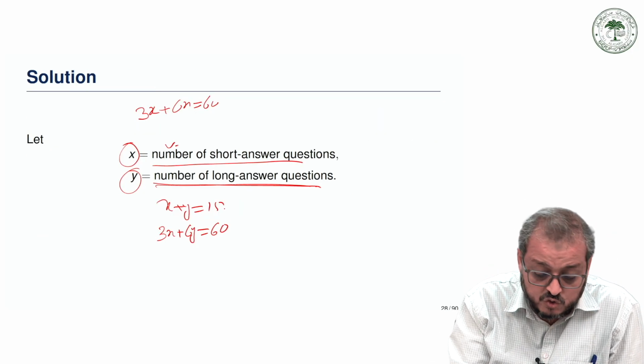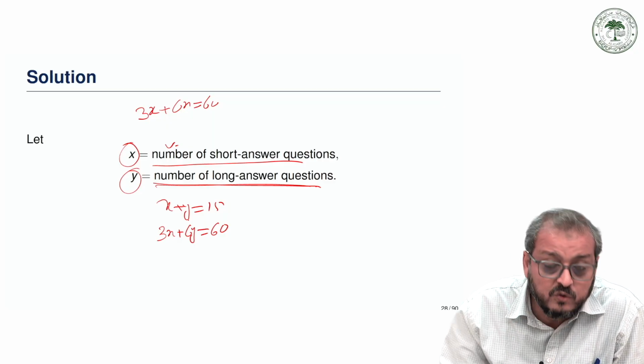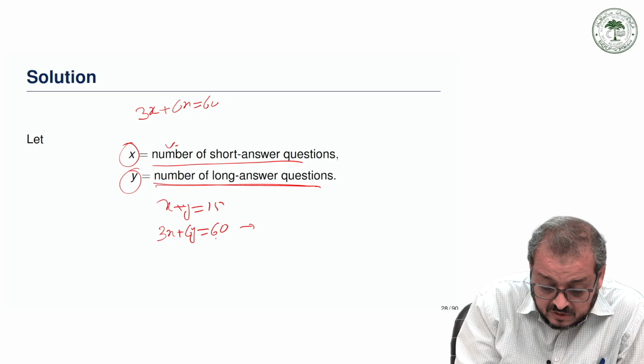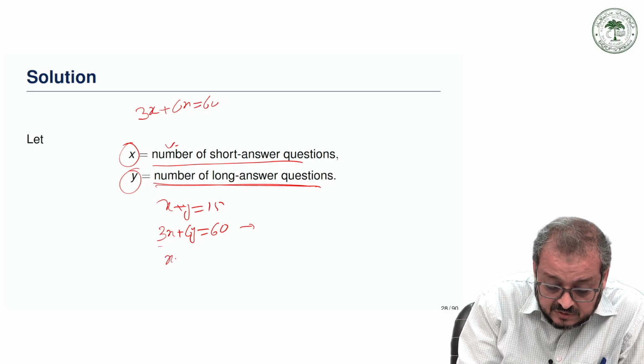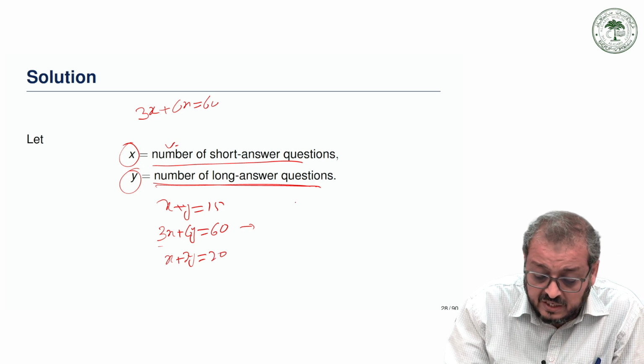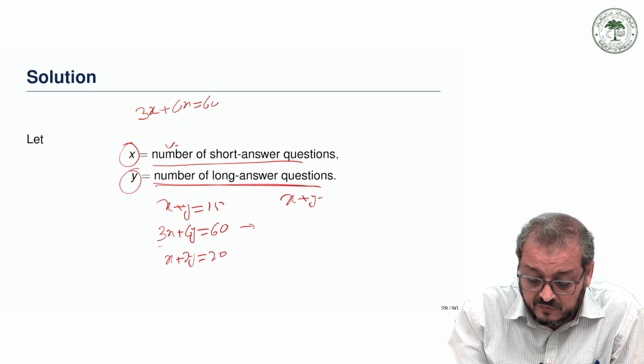We have these two equations and try to solve them by elimination. Dividing the whole equation by 3, we get x plus 2y is equal to 20. So we have the two equations: x plus y is equal to 15, and x plus 2y is equal to 20.